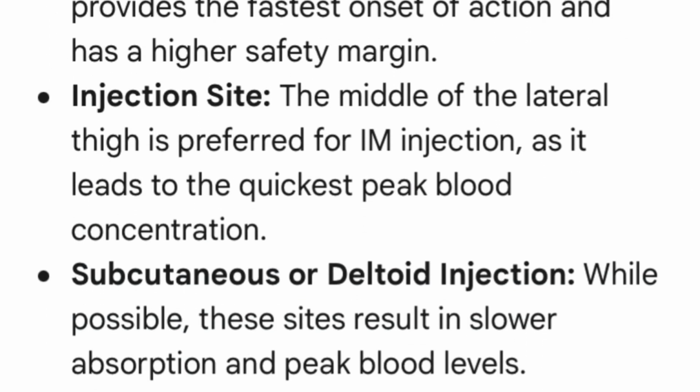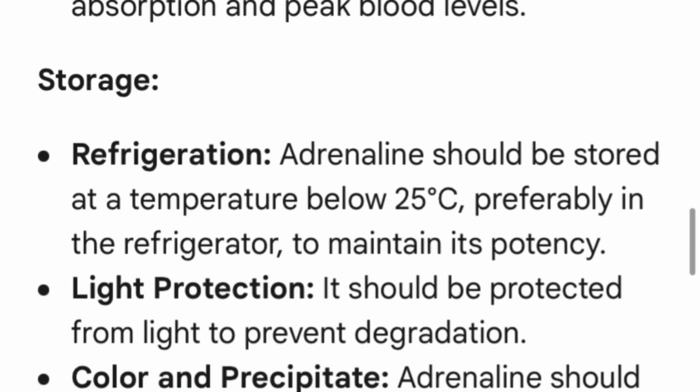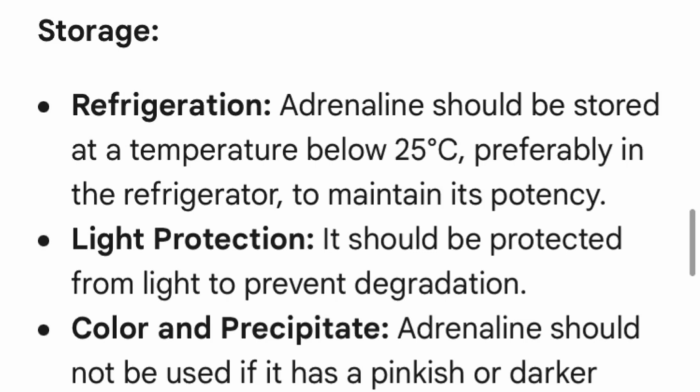Injection site. The middle of the lateral thigh is preferred for IM injection, as it leads to the quickest peak blood concentration. Subcutaneous or deltoid injection. While possible, these sites result in slower absorption and peak blood levels. Storage. Refrigeration. Adrenaline should be stored at a temperature below 25 degrees Celsius, preferably in the refrigerator, to maintain its potency. Light protection. It should be protected from light to prevent degradation.